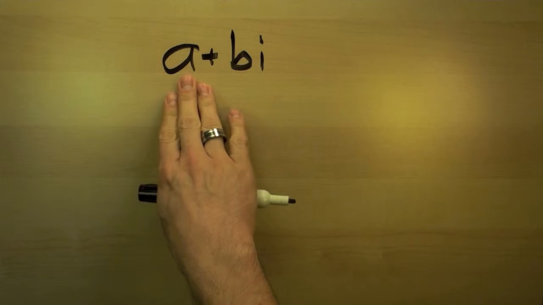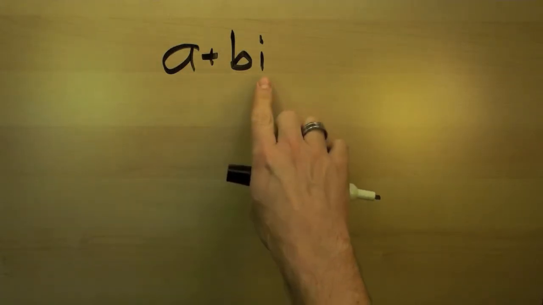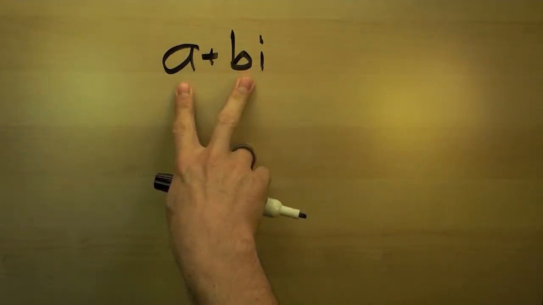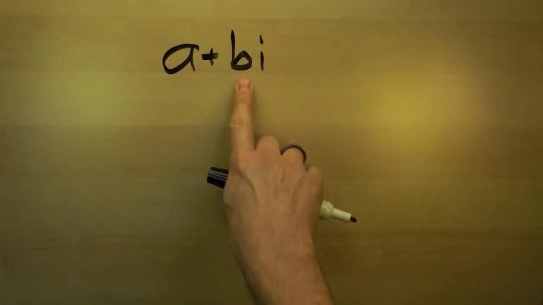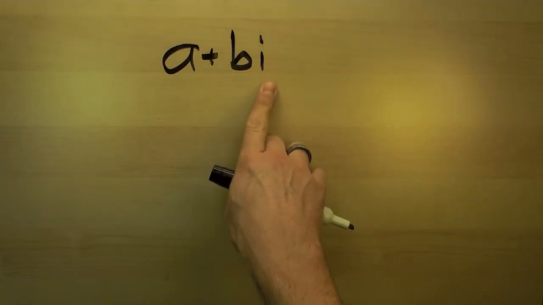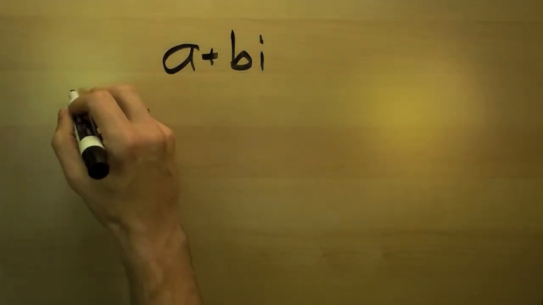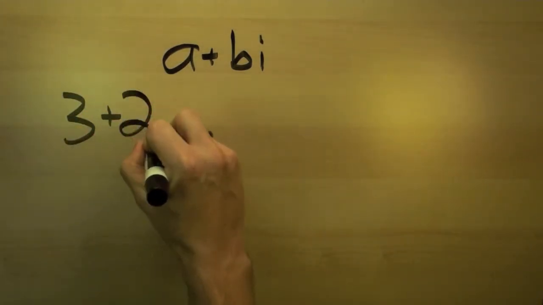We now formally introduce complex numbers. Complex numbers are numbers that can be written as a plus bi, where i is the imaginary unit we've been talking about, that is the square root of -1, and a and b are real numbers. You could think of this b as being a coefficient on the imaginary unit, and a is just another real number. So examples of complex numbers would be 3 plus 2i.